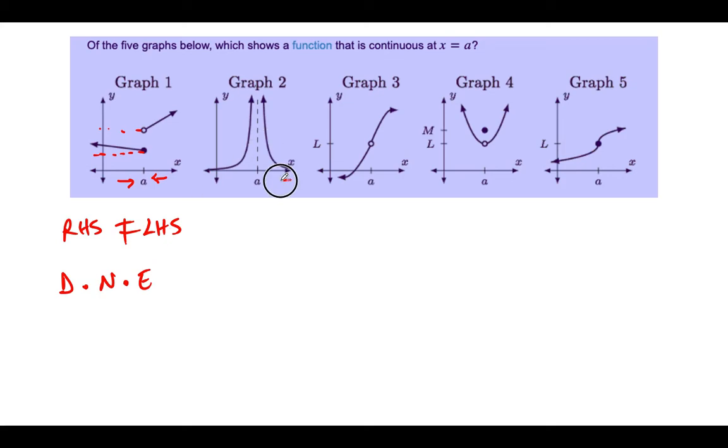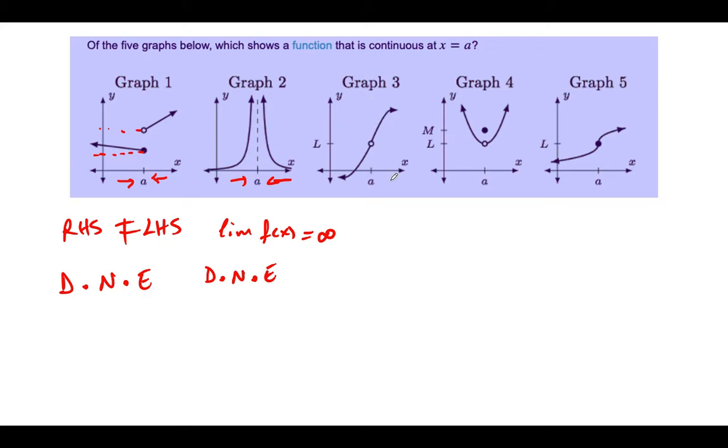And here when we look from the right side, f(x) goes to infinity, from the left side f(x) goes to infinity, so the limit of the function f(x) is equal to infinity, and infinity means the limit does not exist. And then since the limit doesn't exist here and here, we can say that the function is not a continuous function.